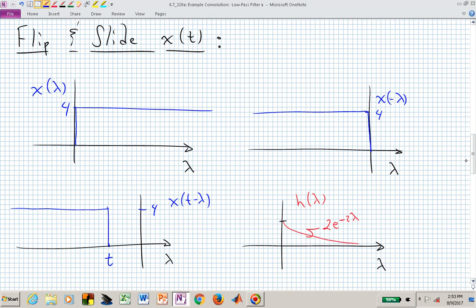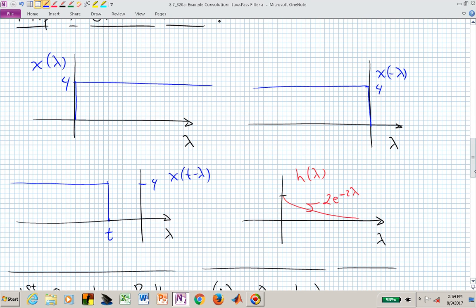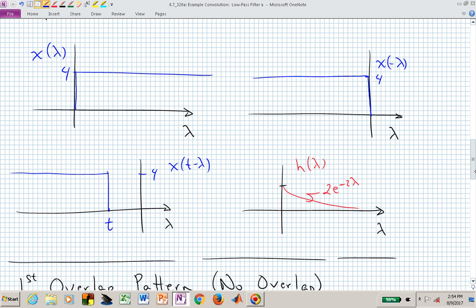If we then take x of lambda, we flip it across to obtain x of minus lambda. We shift it to the left by this adjustable parameter t, and t again we're allowing to be varied from minus infinity up through plus infinity, and try to find the unique overlap patterns that the waveform x of t minus lambda has with h of lambda. Based on those unique overlap patterns, we can then find the expression for y of t, the output, in certain intervals of time.